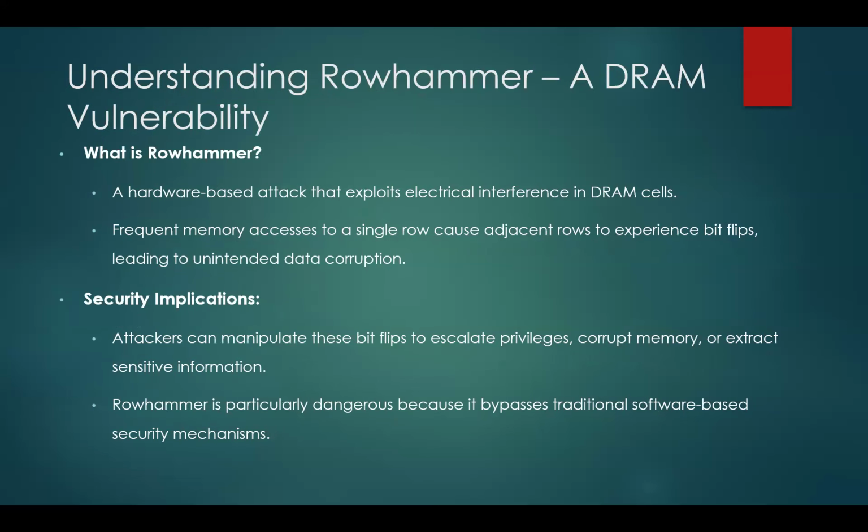Now, understanding Rowhammer, a DRAM vulnerability. Now let's shift our focus to DRAM vulnerabilities like Rowhammer. Rowhammer is a hardware-based attack that exploits electrical interference in DRAM cells. By repeatedly accessing a memory row, attackers can cause bit flips in adjacent rows, leading to unintended data corruption. This attack can be used to modify system files, escalate privileges, or even bypass critical security defenses by manipulating encryption keys or kernel memory.